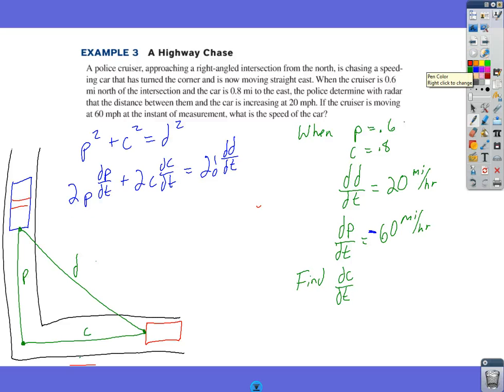So here we go. I get 2 times P. At that instant, this thing is happening. I'm taking my picture now. 2 times 0.6 times dP/dt, which is negative 60, plus 2 times C, which is 0.8, times dC/dt, which is what I want to find, so it's okay not to know it, is equal to 2 times D. Oh no, I don't know what D is. Times dD/dt, oh, that's 20.